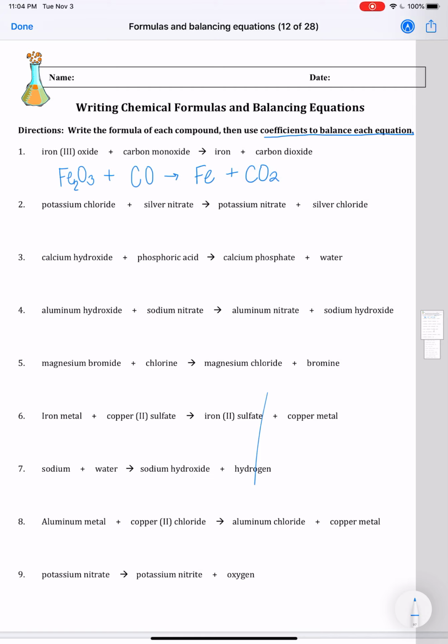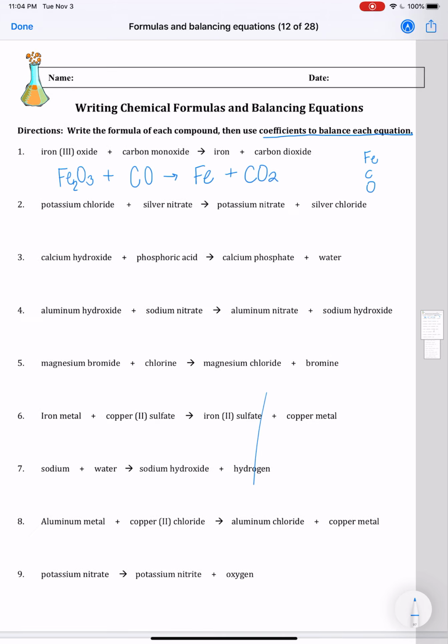Okay, so when we balance equations, we have to make sure that the same number of things on the left side of the equation are present on the right side of the equation. So what I always like to do is make a list over on the side of what I have in a chemical equation. So in this one I have iron, I have carbon, and I have oxygen.